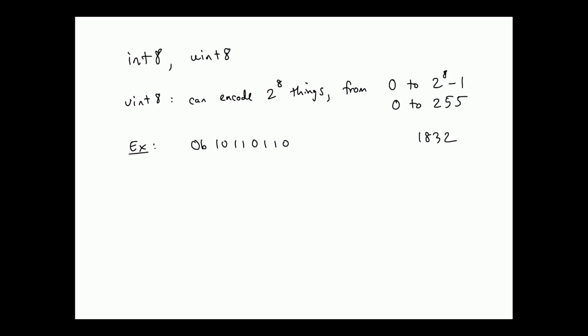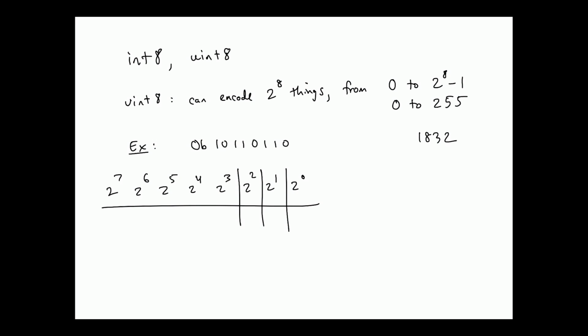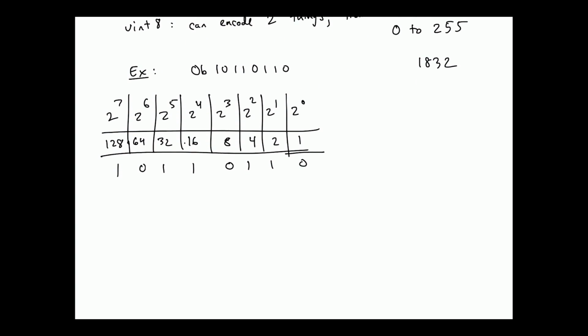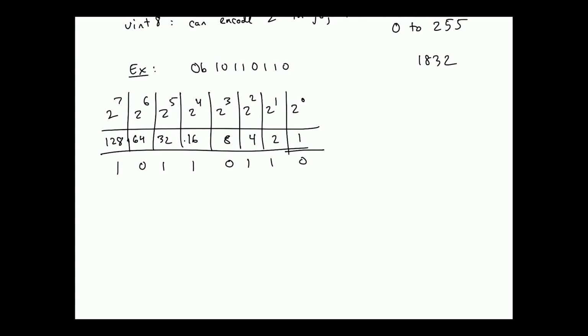In binary, it's the exact same idea of place value powers, except they're powers of 2 instead of powers of 10. So I'm going to have place values of 2 to the 0 up through 2 to the 7th. Let's write out what those place values are: 1, 2, 4, 8, 16, 32, 64, and 128. And then let's take my bit pattern that I just made up and decode it.